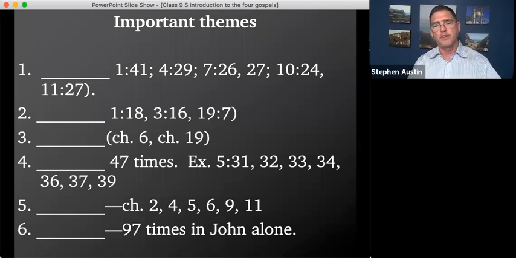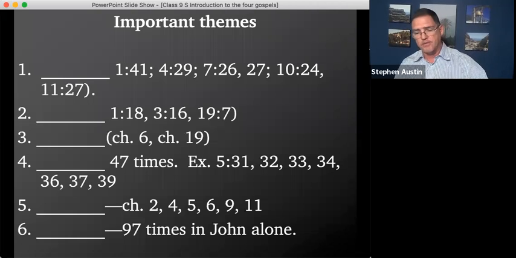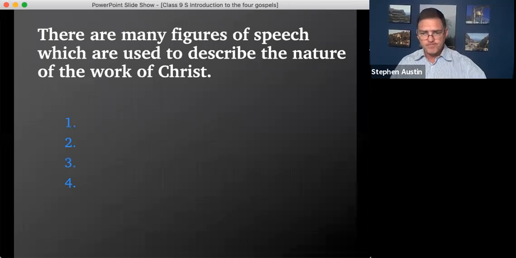So again, these are some of the many things that you could say about what's important to John. Then another thing that comes up in John, and again, John in some ways is more reflective than the synoptics. He thinks about what is the nature of Jesus as a person and what's the nature of his ministry.